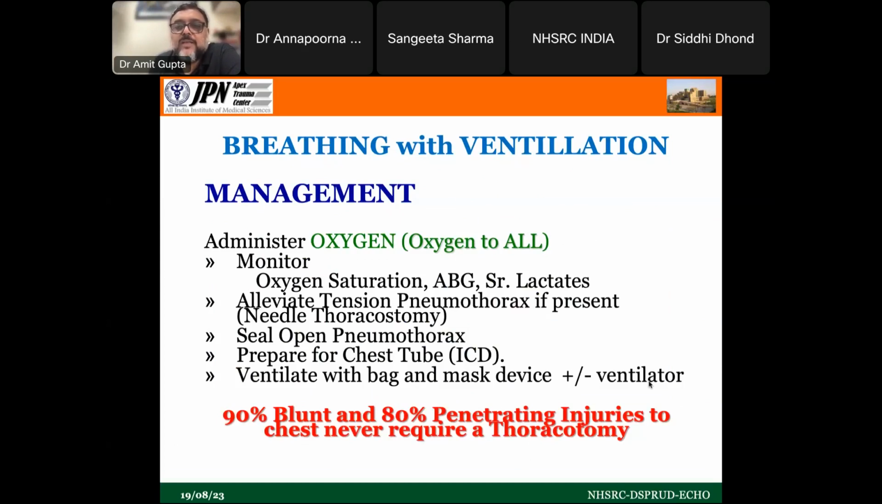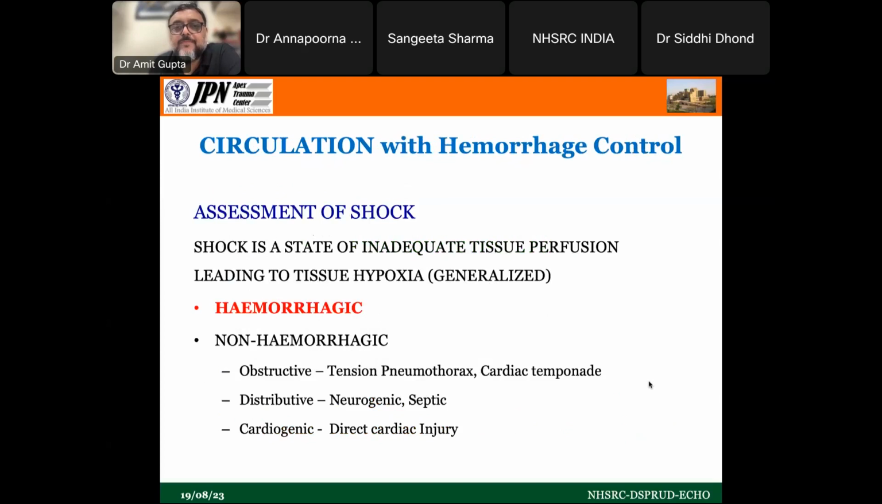For tension pneumothorax, as I said, needle thoracostomy in the fifth ICS, seal the open pneumothorax, prepare for a chest tube, and ventilate with a bag mask if you do not know how to intubate. But every doctor should know how to intubate because that's a life-saving procedure.